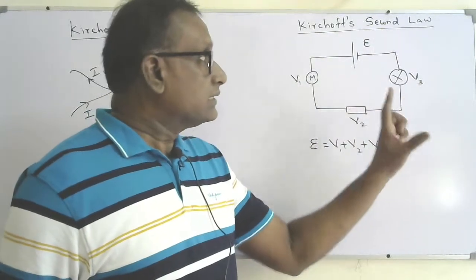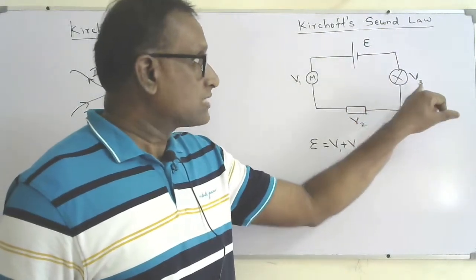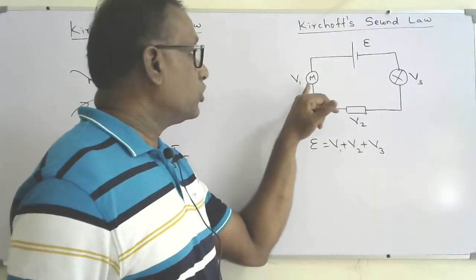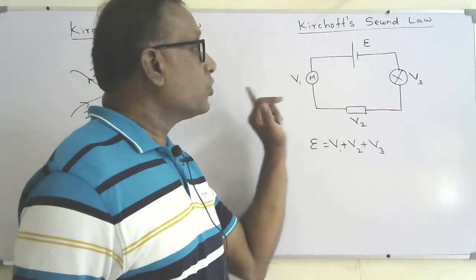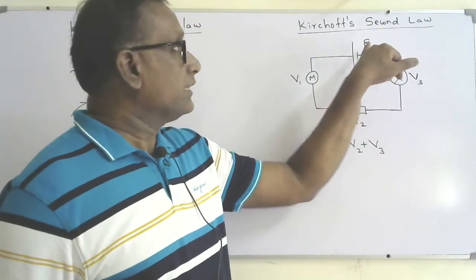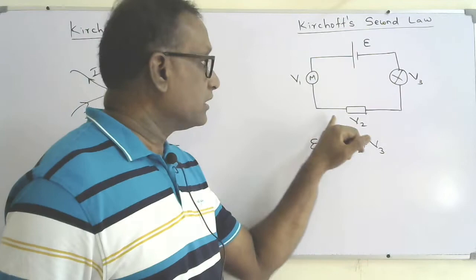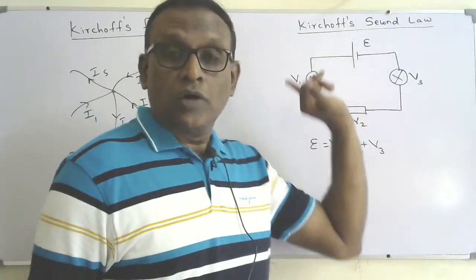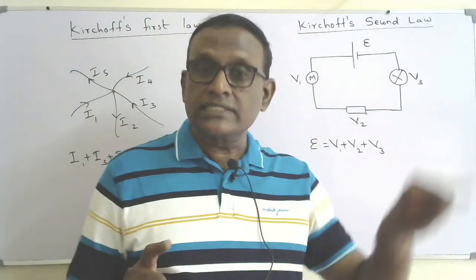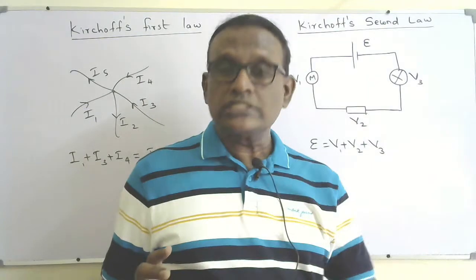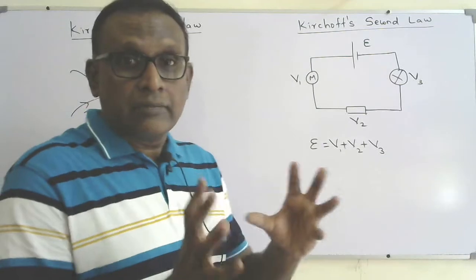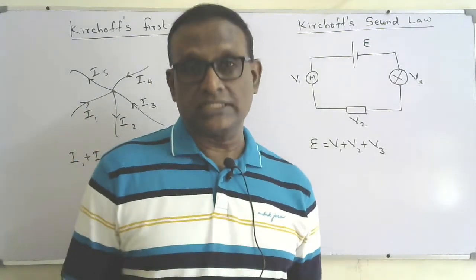right? So the work done to move 1 Coulomb charge through the bulb is V3, through the resistor is V2, and the work done to move 1 Coulomb charge through the electric motor is V1, right? So here you can see, according to the law of conservation of energy, the total work done by the power supply is equal to the sum of the work done across the components when 1 Coulomb charge flows through them. So that means, in a closed circuit, the total EMF must be equal to the sum of the voltages across the components.